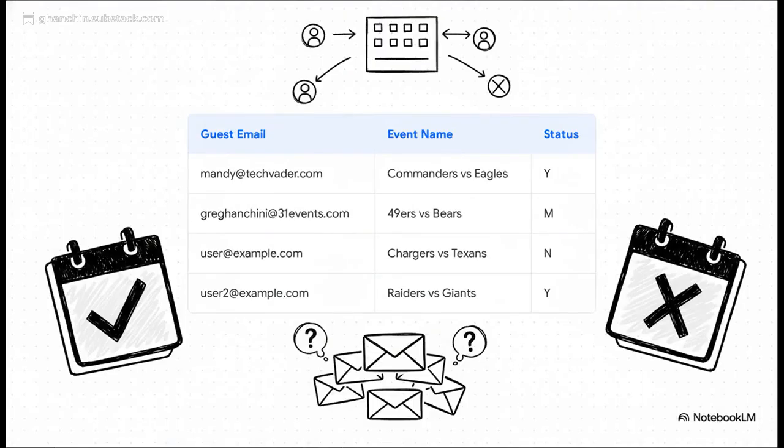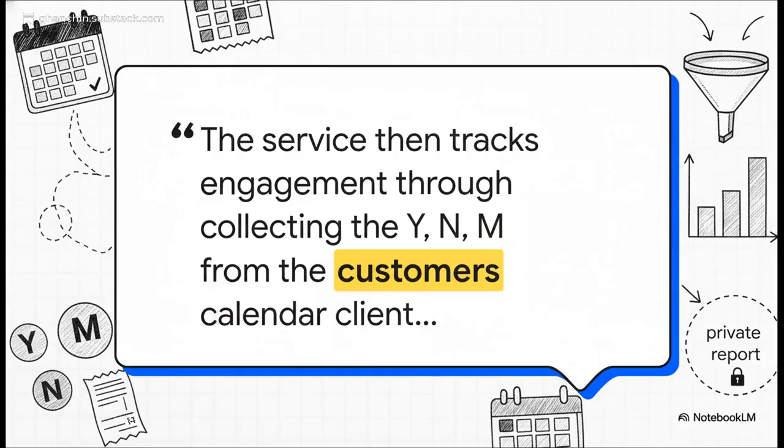As the organizer, you get access to a private reporting page that's basically this simple dashboard. It shows you every single person who requested an invite and what their status is. Yes, no, or maybe. This just completely eliminates all the guesswork of who's actually planning to be there. The process behind this is pretty clever. The service is constantly just listening. It's collecting those yes, no, maybe clicks from everyone's calendar sync client and feeding that data directly back to your private report. It's like having a continuous feedback loop on your event.